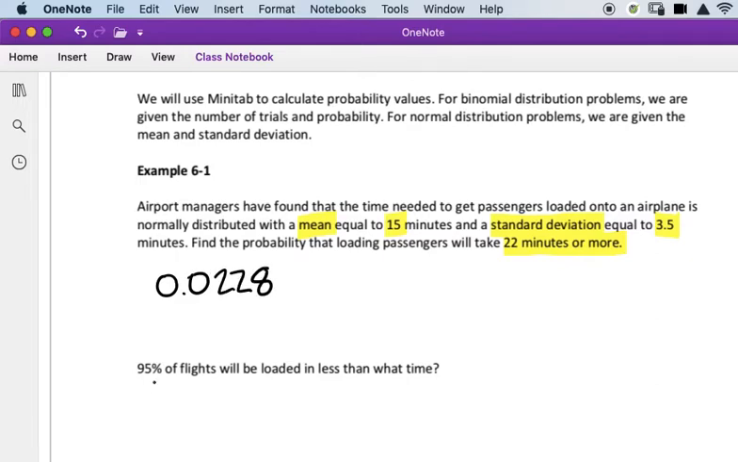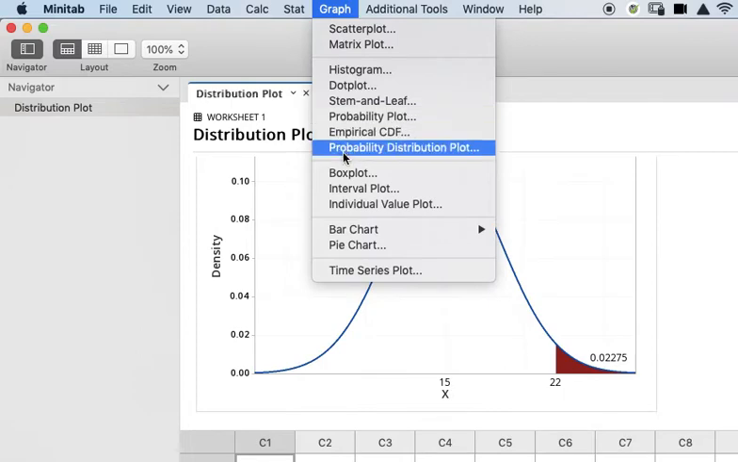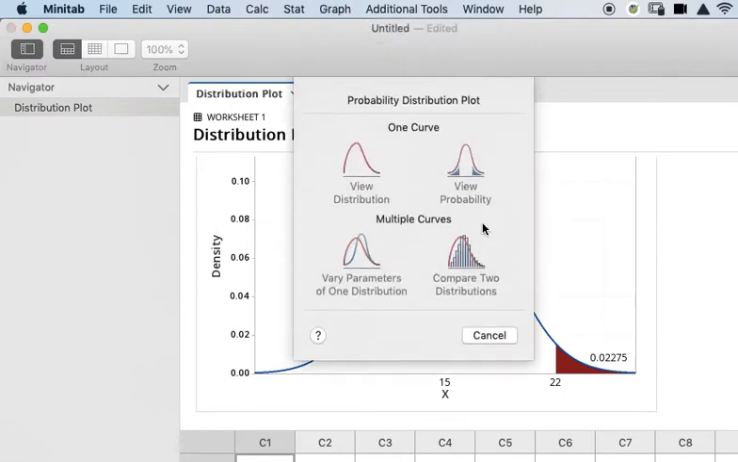Now the second question is 95% of flights will be loaded in less than what time? Now this is a different type of problem because this is a probability, and they want me to find the x value. The time here that they're asking for is an x value. So I'm going to go back to Minitab, and I'm going to do the calculation again.